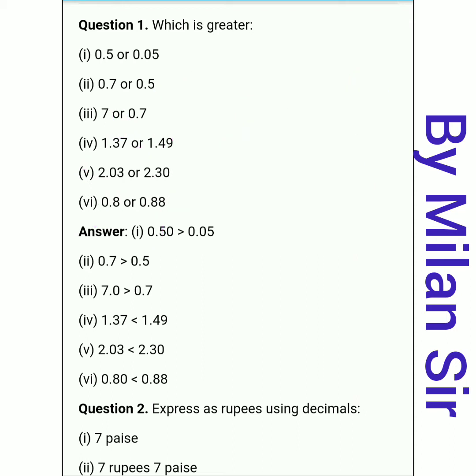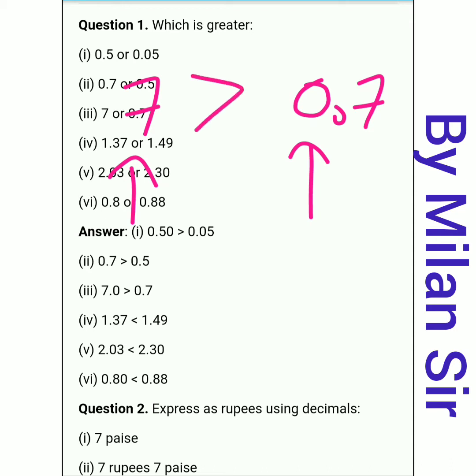Then third question: 7 or 0.7. Here 7 is an integer number, and here the integer part is 0. So first of all we need to compare our integer parts. Integer 7 is greater than 0. So 7 is greater than 0.7. First of all we need to compare our integer part.